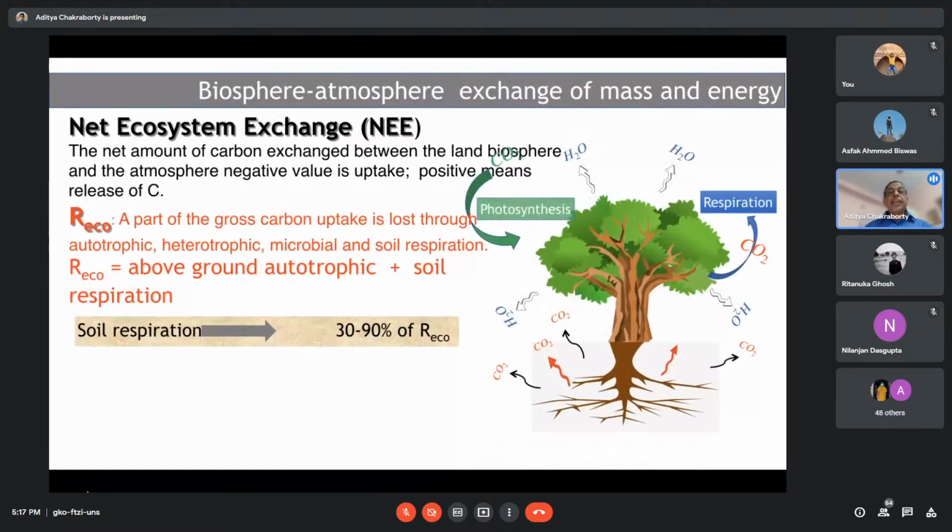Now, there are a few terminologies which need to be understood. One is net ecosystem exchange. As I mentioned, there are two components: the photosynthesis process and the respiration process. Net ecosystem exchange is the net, that is, how much carbon is absorbed and how much carbon is released. The definition is the net amount of carbon exchanged between the land biosphere and the atmosphere.